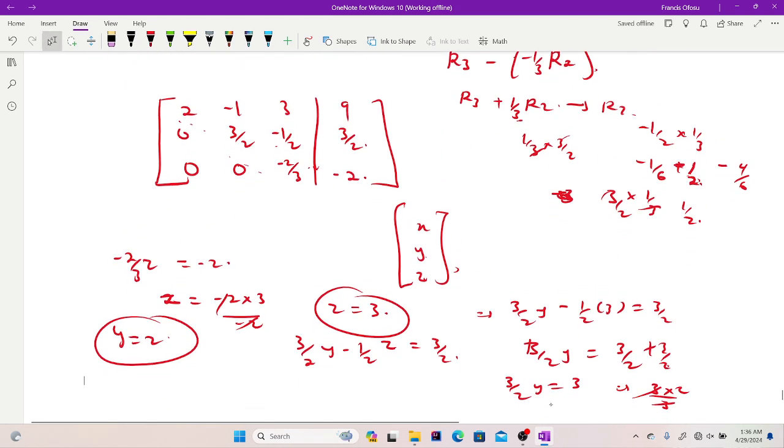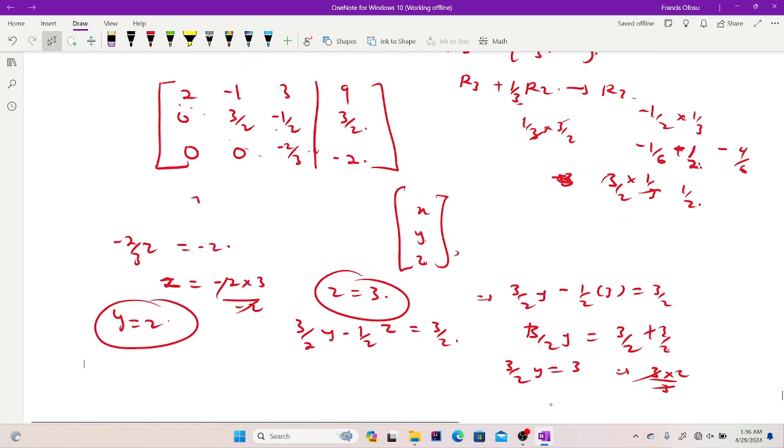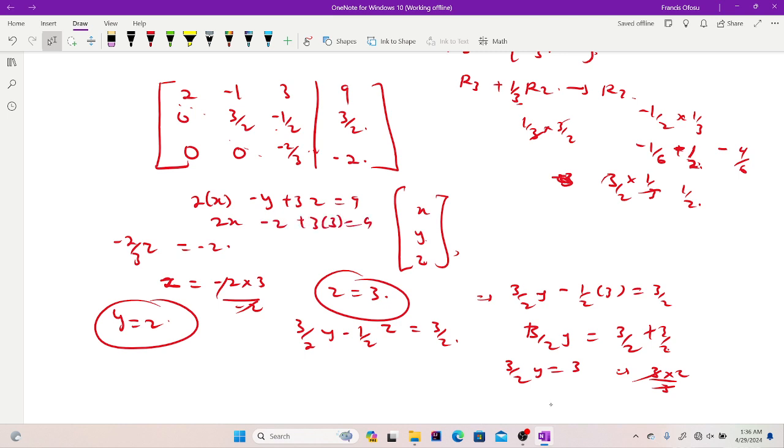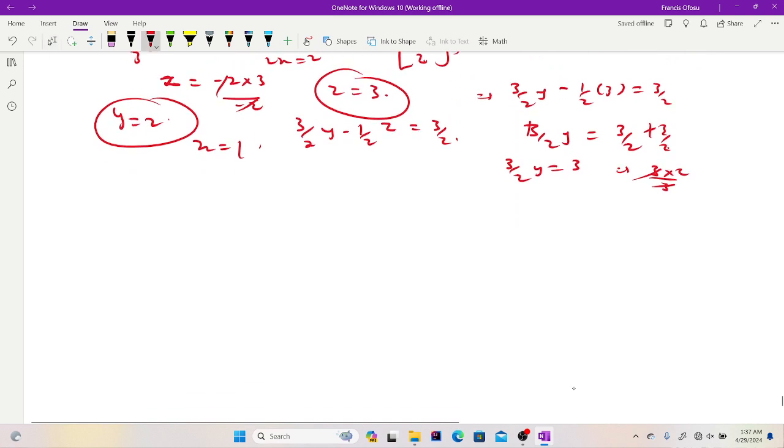I'll go to the first equation. The first equation is 2x minus y plus 3z is equal to 9. I don't know x, I know y is 2. I know z to be 3, equals 9. This is 9. This is minus 2, giving me what? 7. 2x is equal to 9 minus 7. So 2x will be equal to 2. Therefore, x is equal to 1. Therefore, my solution using Gaussian elimination is x equals 1, y equals 2, z is equal to 3.